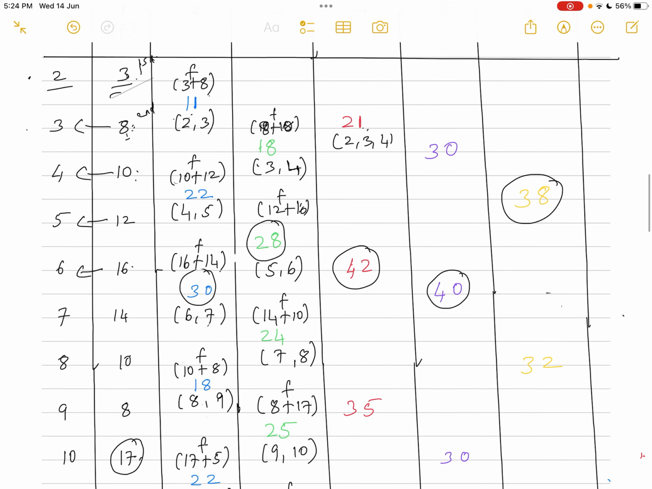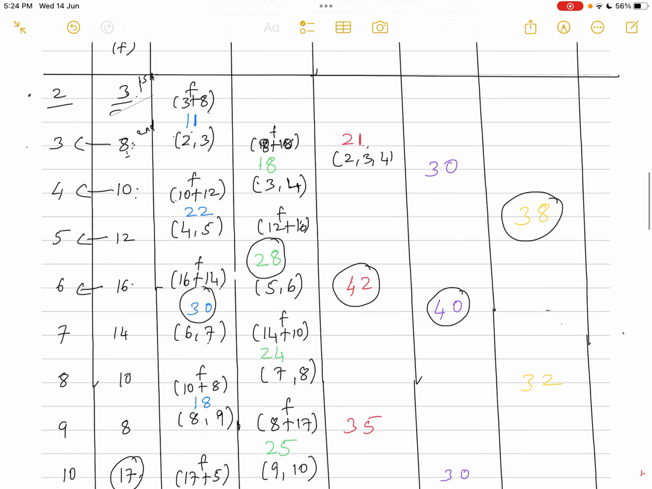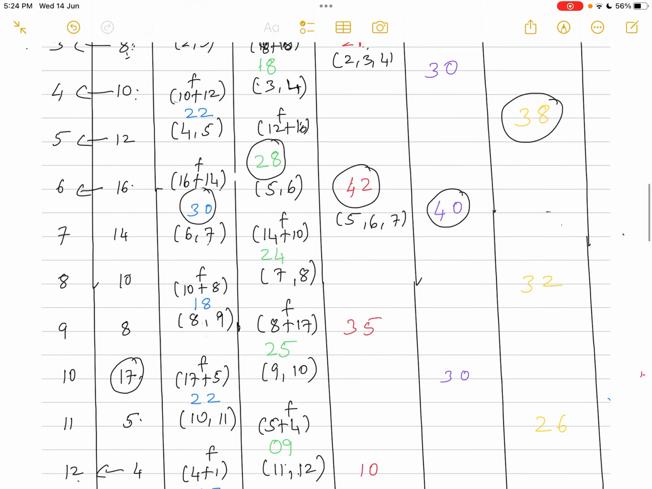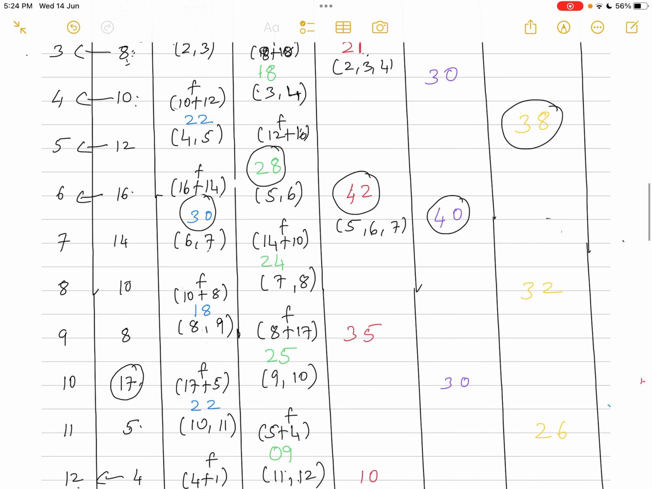So the first 3 rows over, the next 3 rows. So that is 3, 8, 10 is over. So what is the next 3 rows? 5, 6, 7. So for 5, 6, 7, we are having 12, 16 and 14. So 12 plus 16 plus 14, we are getting 42. Isn't it? So the corresponding x value is 5, 6, 7.